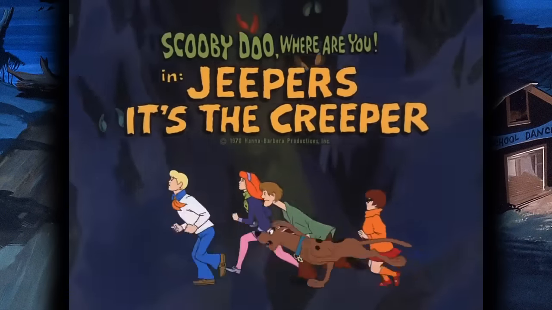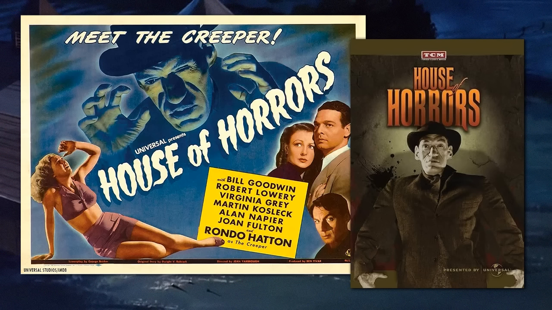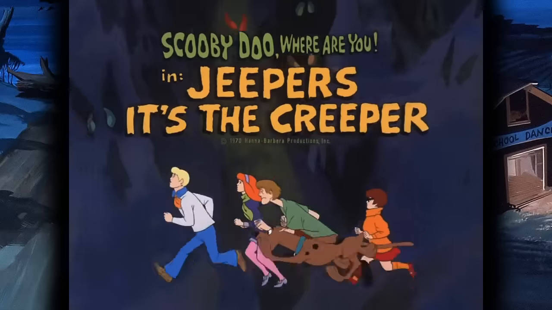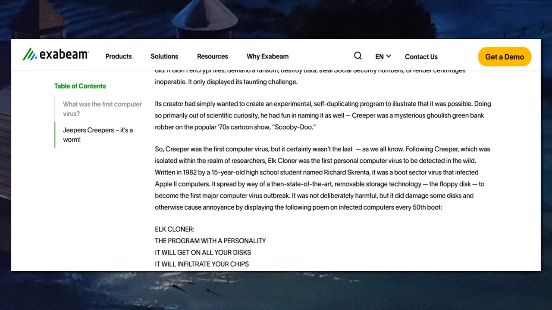Jeepers, it's the Creeper. His design is likely inspired by, well, the Creeper from Universal's 1946 film The House of Horrors, looking heavily like a caricature of the actor who portrayed that character. Likewise, the title of the episode is a play on the 1938 song Jeepers Creepers. This episode would actually be so iconic, the world's first computer virus, the Creeper, was actually named after this episode 1 year after it aired in 1971.